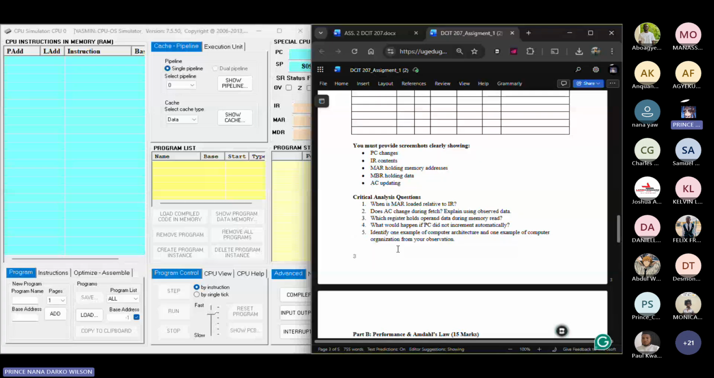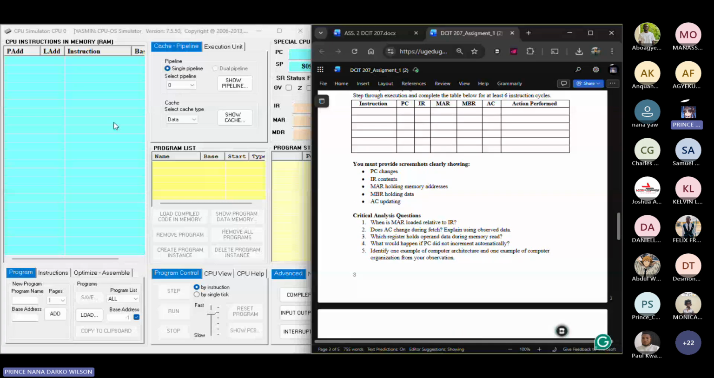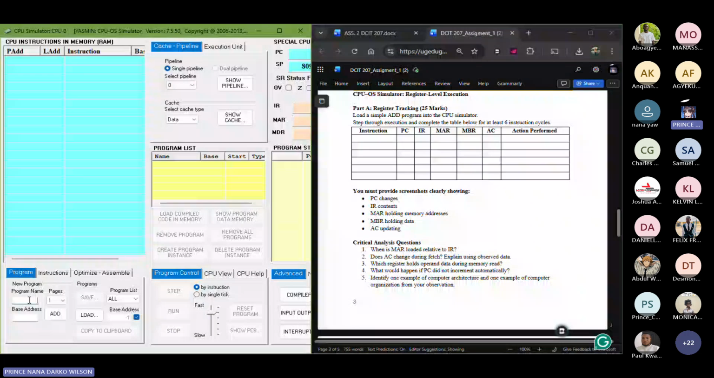Right, so in order to do this, it says we have to add a simple add program to our software. So let's load an add program. Everybody go to the bottom left corner of your screen, where it says program name. Type the name of your program, the program you would like to add. So let's just use a random name.